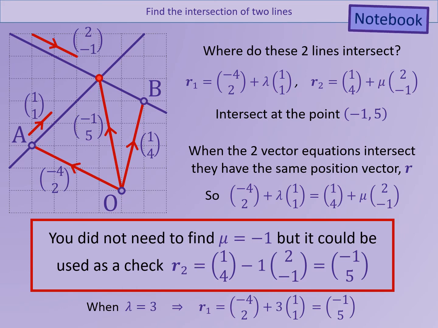However, when solving the simultaneous equations, we would also have got that mu equals -1. It's always worth checking because you should get the same answer if you use mu equals -1 in the second line equation, and that's a good way of making sure that your answer is correct. So if you put -1 into the second equation, you also get (-1, 5) as the answer.